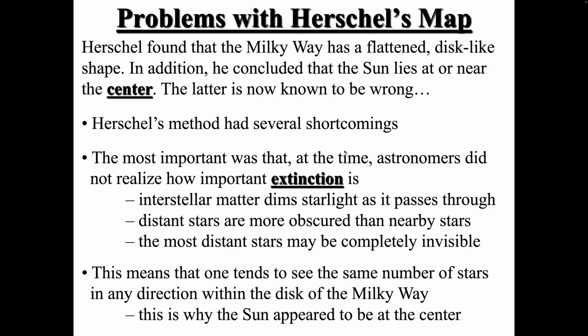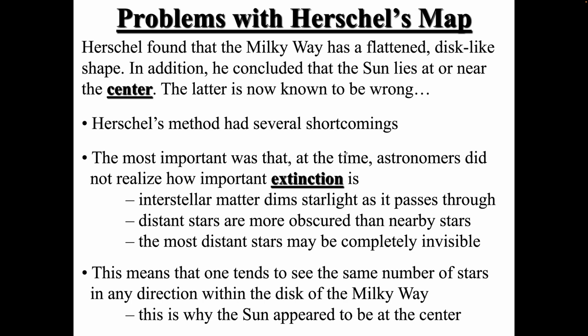Now, actually the problem that he had was that Herschel found that the Milky Way has a flattened disc-like shape. In addition, he also concluded that the sun lies at or near the center. Right? So he thought that the sun is at the center and the Milky Way is a flattened disc-like shape. Now, this latter assumption, that the sun lies at the center of the Milky Way, we know now is wrong. And also Herschel's method had several shortcomings.